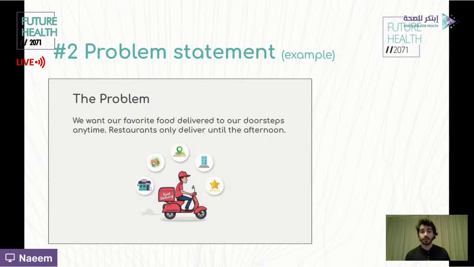Now, the problem statement, this is where I start. We want our food delivered to our doorsteps at any time of the day. But where I live in my city, restaurants only deliver until the afternoon, until 5 p.m. And then after 5, I either have to cook or go out. Now, my problem with this is I want my food all the time. And this problem is present among every household because this is a general phenomenon wherever I live. Now, you see, my problem is too simple. But the thing is, I'm making it very concrete. This is my problem. This is how it's affecting me, all of this.